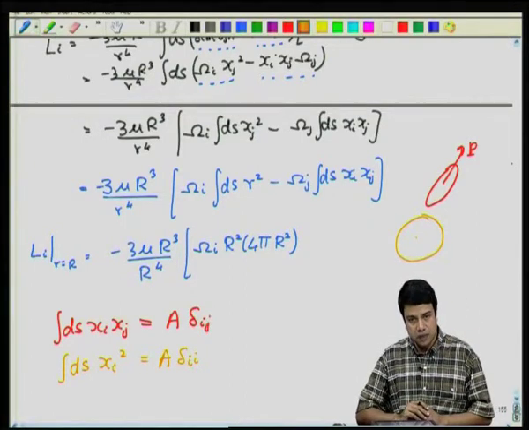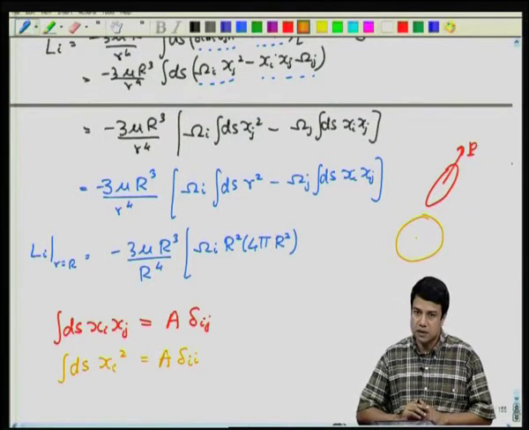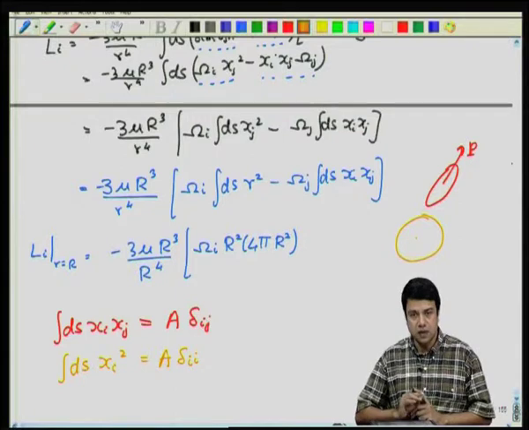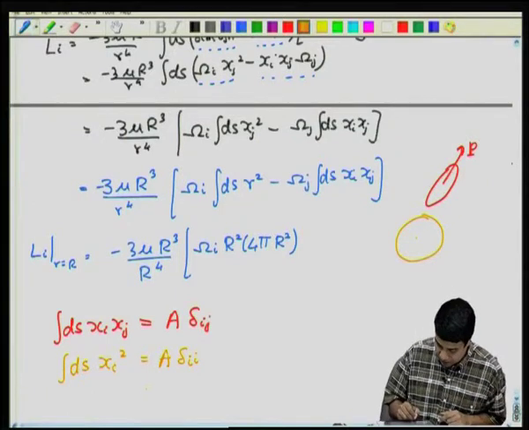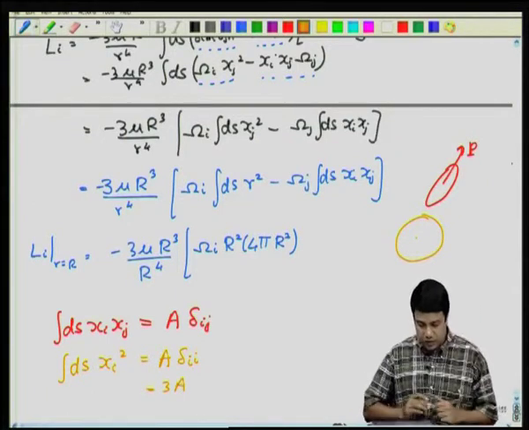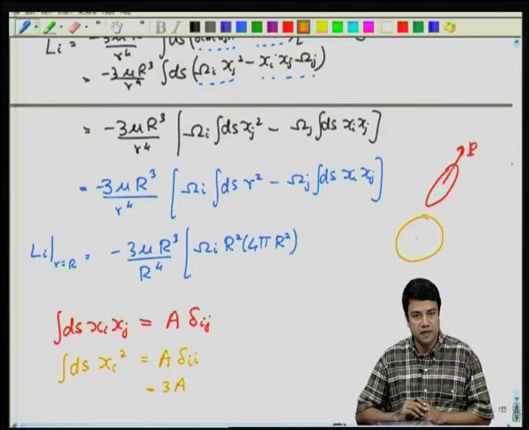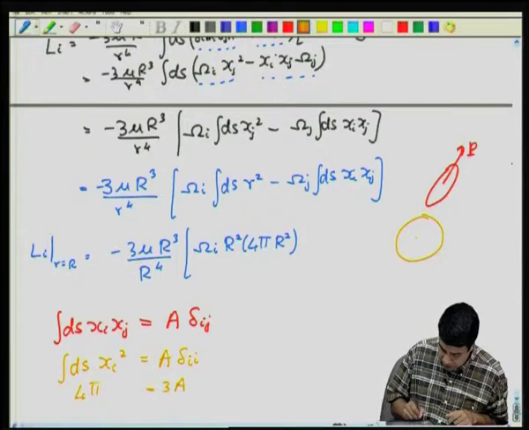What is the value of delta ii? It is equal to delta 1 1 plus delta 2 2 plus delta 3 3. One repeated index, that means there is summation, no unit vectors. So, delta 1 1 plus delta 2 2 plus delta 3 3 in 3 dimensions is just equal to 3. And on the left hand side, I have integral ds of xi squared. Xi squared is capital R squared on the surface. So, therefore, integral ds of xi squared is just equal to the surface area 4 pi r squared times r squared. So, this becomes 4 pi r power 4.